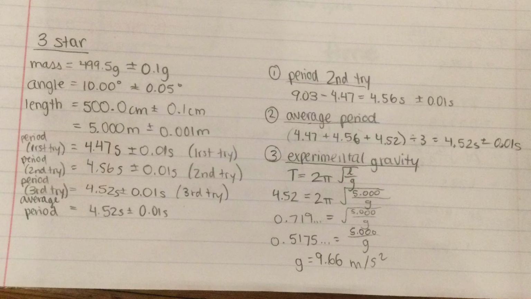Some values were just there as a reference but weren't used in the actual calculation. And we see that we ended up with an experimental gravity of 9.66 meters per second squared.